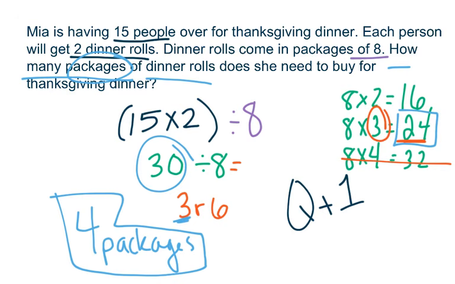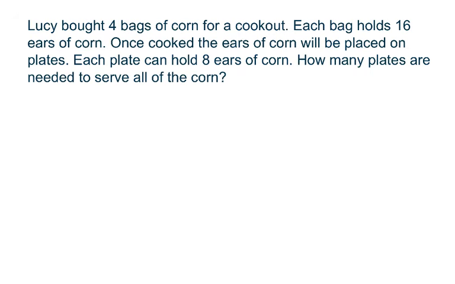So not only is this a multi-step problem, but we also have to think about the answer that we're getting. She needs to make sure she has enough for everybody, so she needs 4.